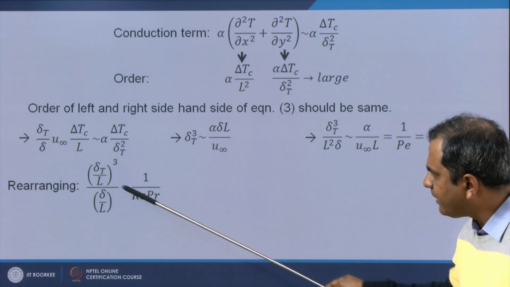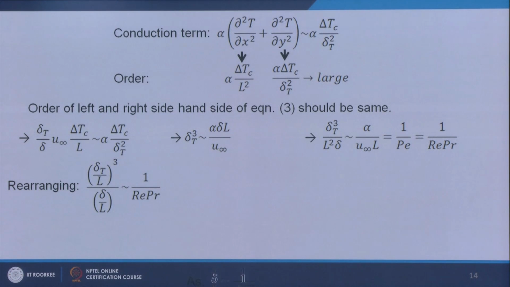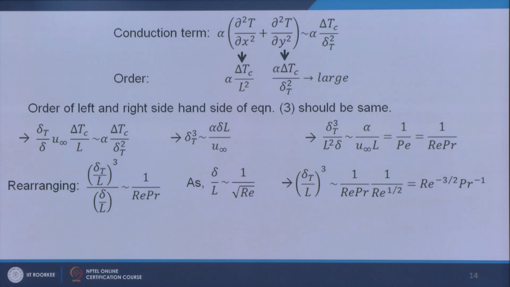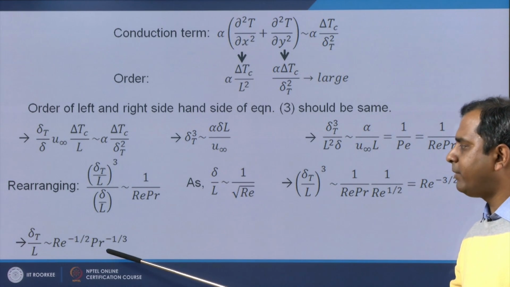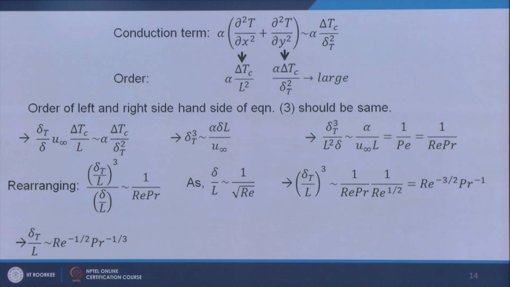So this delta by L we already know from our velocity boundary layer concept, which is of the order of 1 by root over of Re. So using these two we can get (delta t by L) whole cube of the order of Re to the power minus 3 by 2 and Prandtl number to the power minus 1. So delta t by L comes out as Re to the power minus half and Prandtl number to the power minus 1/3. Now if we compare between these two, then we get delta t by L becomes Prandtl number to the power minus 1/3.